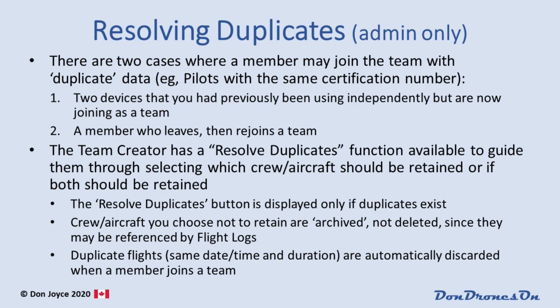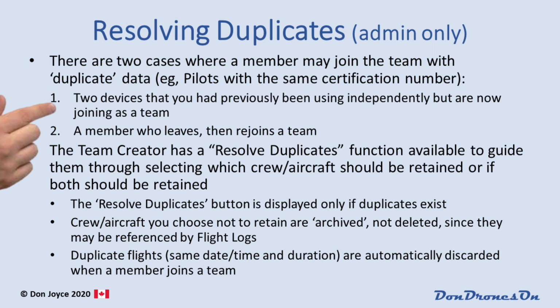So now I'm going to talk about a couple of administrator functions. Administrator functions are available only to the team creator. The first one is resolving duplicates. Now, there are two cases where a member might join a team and bring effectively duplicate data along with him or her. An example of duplicate data is a pilot that existed in the team before, and the new member also has that pilot on their device. So the pilots have the same certification number.